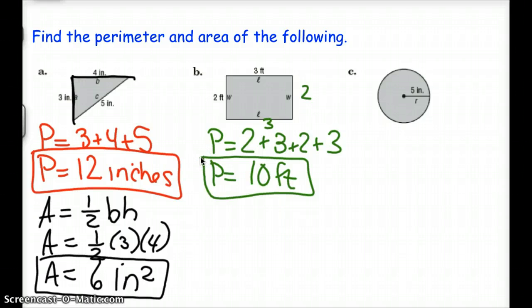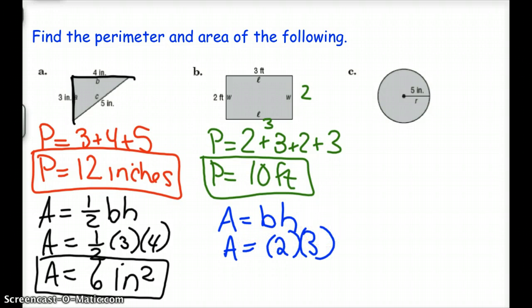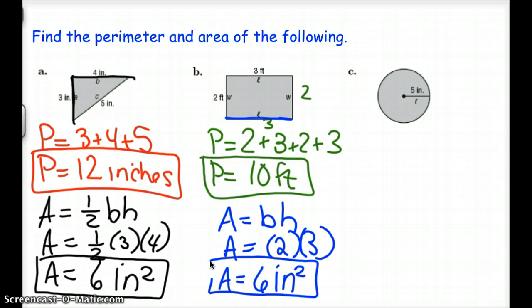Now I need to do area. This time I have a rectangle. Area equals base times height is the formula. So area equals 2 times 3, and if you switched them around and wrote 3 times 2, it is commutative, meaning you can rearrange the numbers in multiplication. Our area is 6 inches squared.